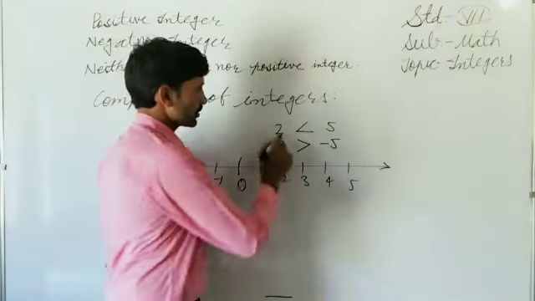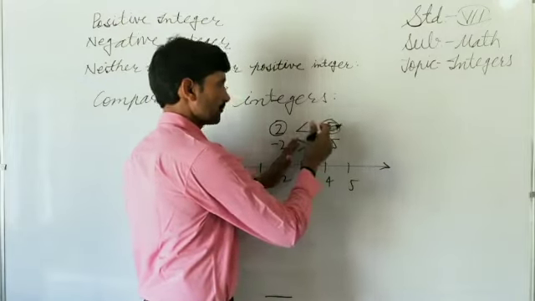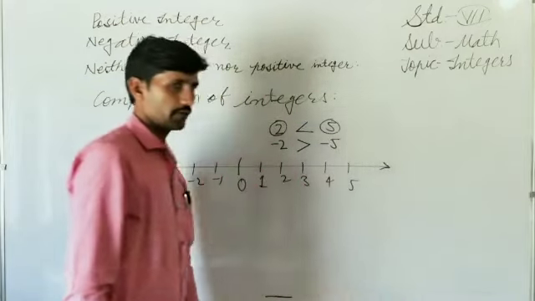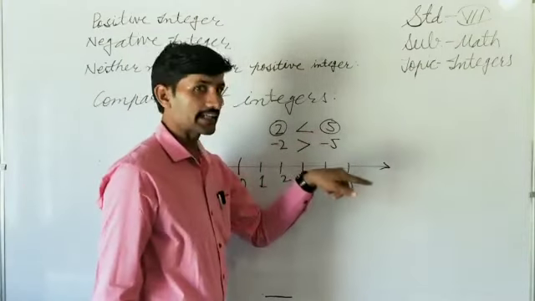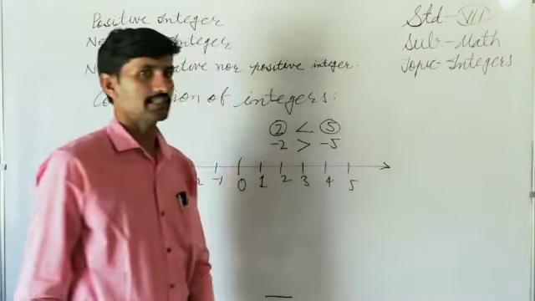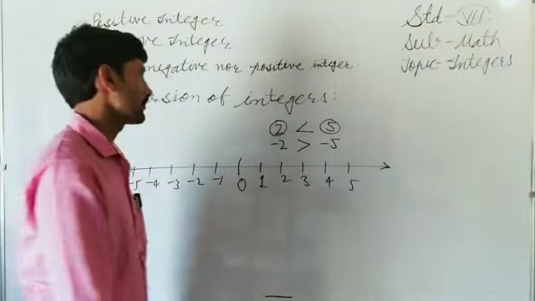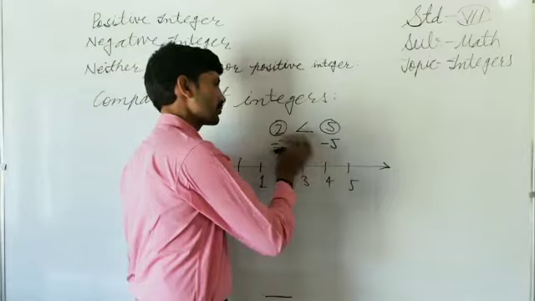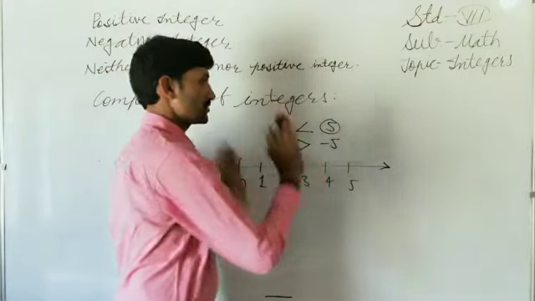So if we take two positive integers and compare them, we have used the sign greater than. After that, if we compare their negatives, the sign has changed. It has become greater than, where it was less than before. So 2 is less than 5, so minus 2 is greater than minus 5. These were two positive integers that we have checked.